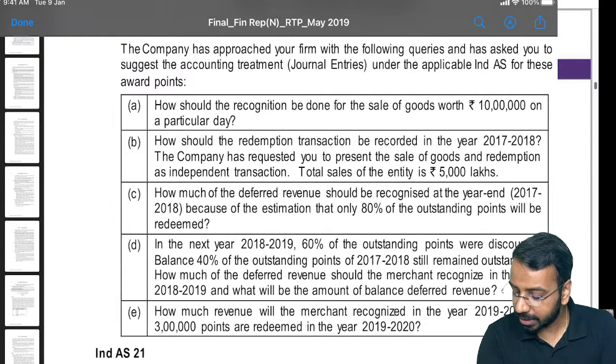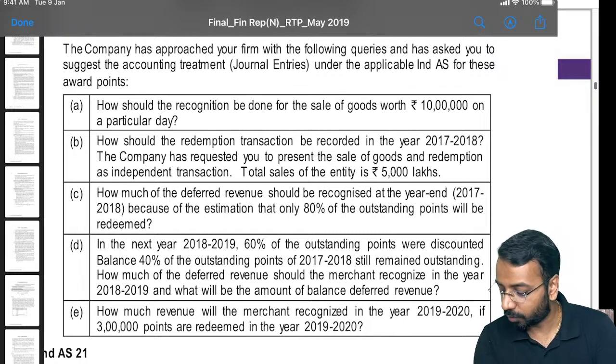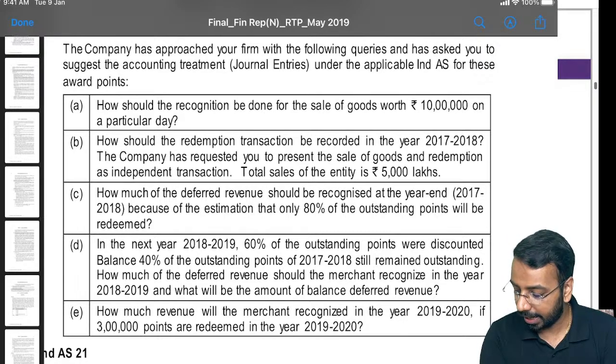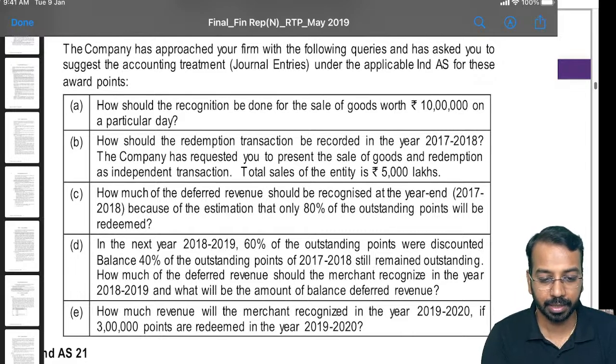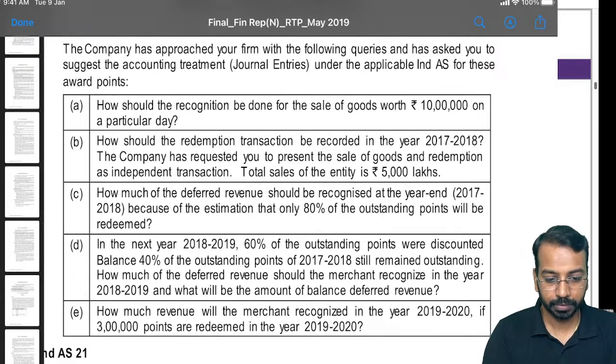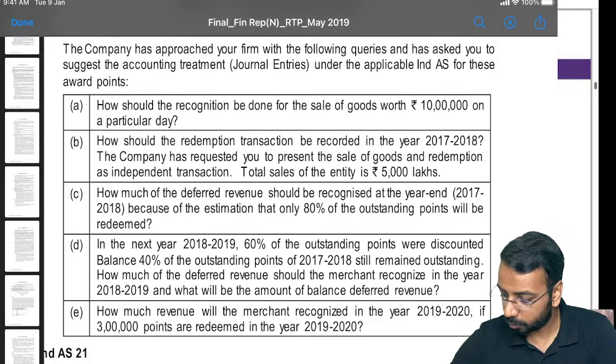Then, in the next year 18-19, 60% of the outstanding points were discounted. Balance 40% will still remain outstanding. How much of the deferred revenue should the merchant recognize in the year 18-19, and what will be the amount of balance deferred revenue, and how much revenue the merchant recognized in the year 19-20 if 3 lakh points were redeemed? So very comprehensive question. Good that you brought it. Right now, first thing, open it.